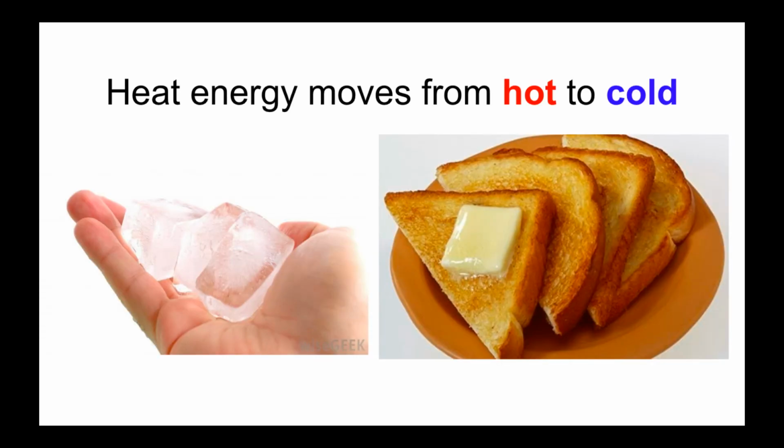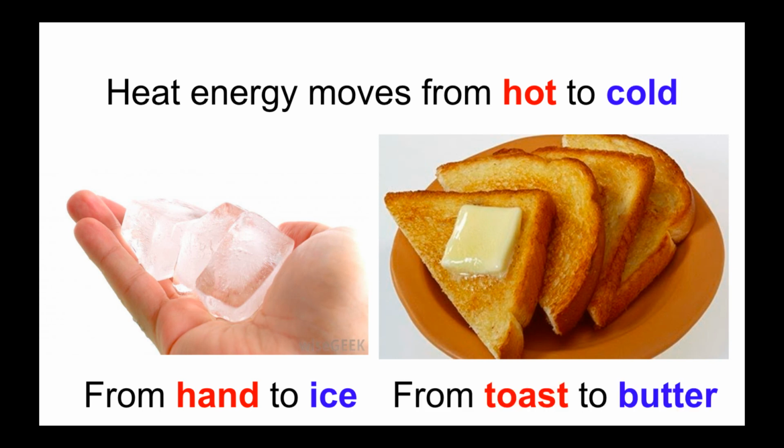Whenever we talk about heat transfer, it always moves from the object that is hotter to the object that is colder. In the image on the left, the hand is going to be the hot object and the ice is the cold object. So energy from your hand moves into the ice and melts the ice. Then if we think about the image on the right, the toast is going to be the hot object and the butter is the cold object. So energy from the toast moves into the butter and melts the butter.